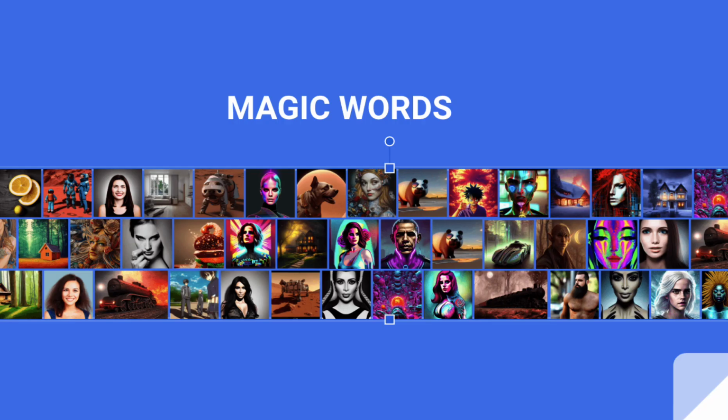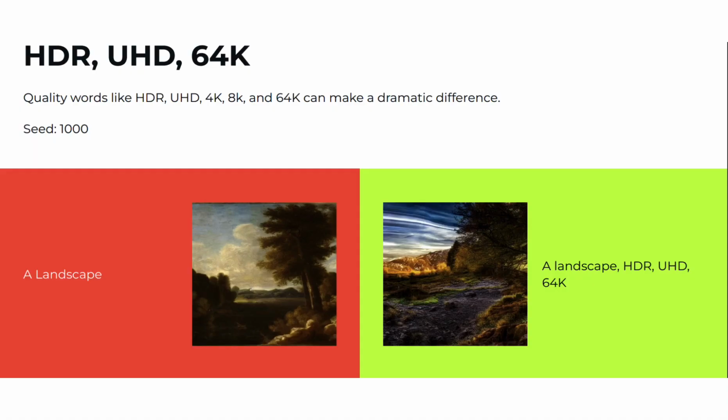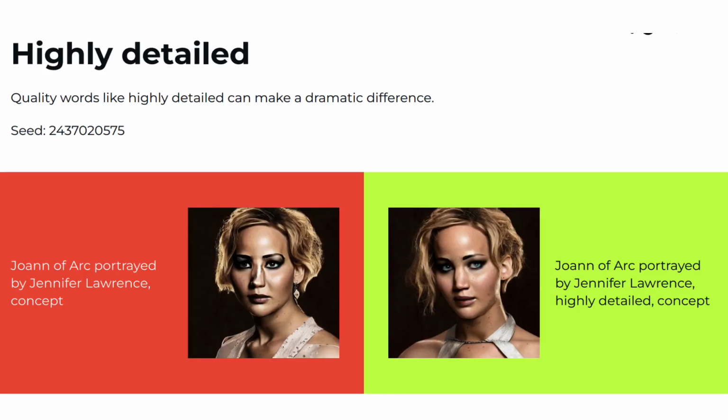Magic words. Aside from modifiers and aesthetics, there are some magic words that, when added to your prompt, can make a dramatic difference. Let's take a look at some of those words and compare the results to the exact same prompt with and without the magic words. Quality words like HDR, UHD, 4K, 8K, and 64K can make a dramatic difference. Quality words like highly detailed can make a dramatic difference.